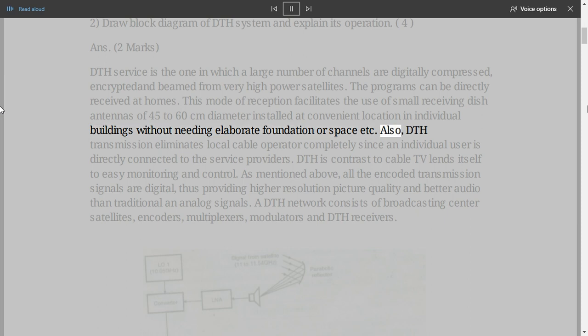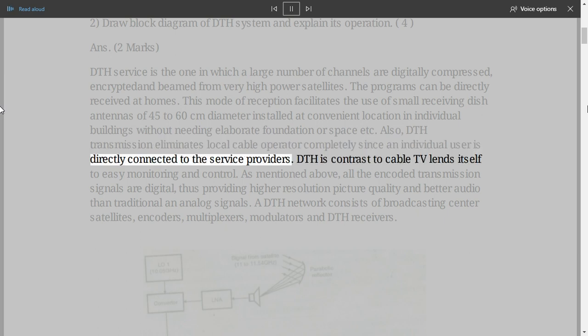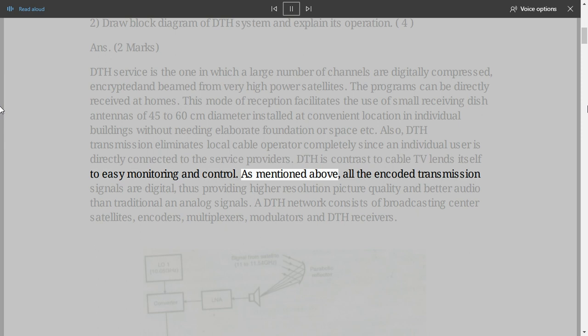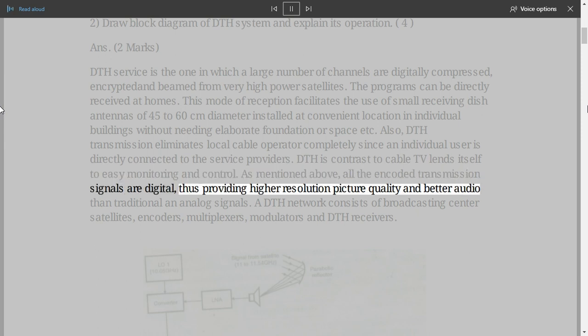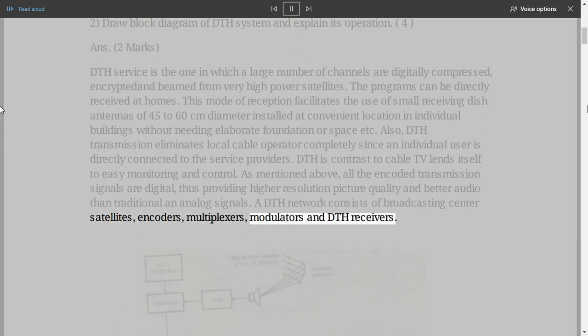Also, DTH transmission eliminates the local cable operator, completely leasing into individual service direct link connected to the service providers. DTH, in contrast to cable TV, lends itself to easy monitoring and control. As mentioned above, all the encoded transmission signals are digital, thus providing higher resolution picture quality and better audio than traditional analog signals. A DTH network consists of broadcasting earth station, satellites, encoders, multiplexers, modulators and DTH receivers.